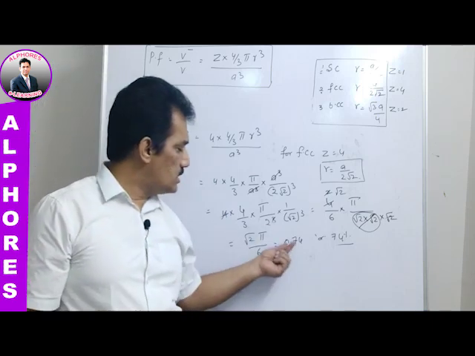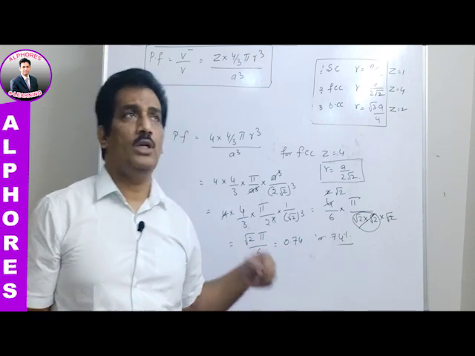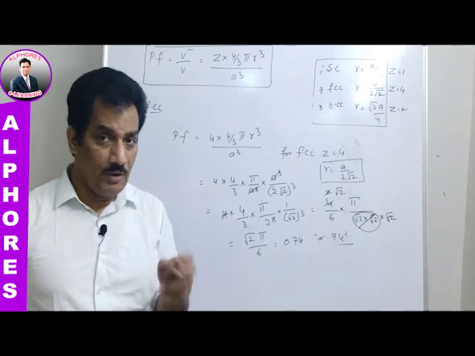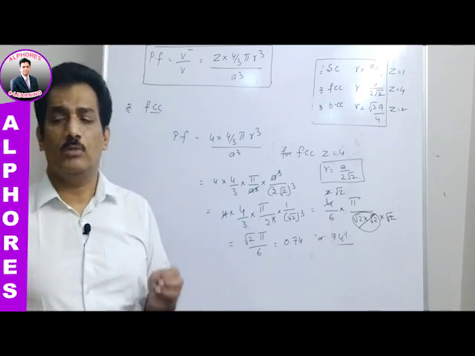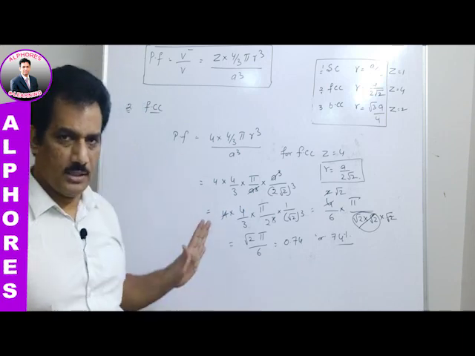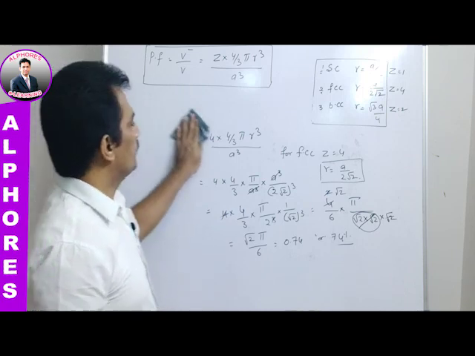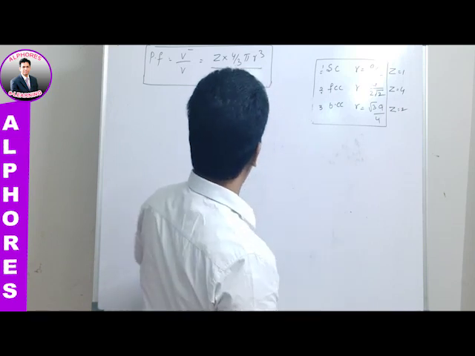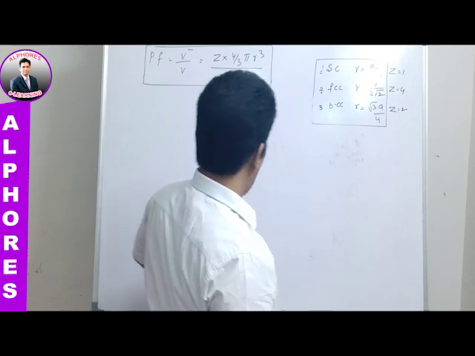Now it is 0.74. The highest percentage of packing is observed here. Only 0.26 fraction, that is 26%, is unoccupied. That means it has only 26% void. This is FCC. Clear? And now let us go for the third one, that is BCC, body centered cubic crystal packing fraction.